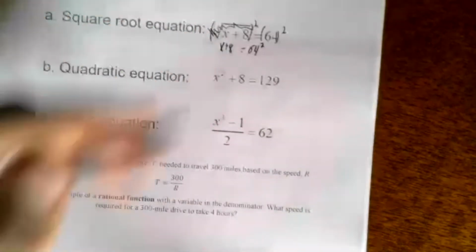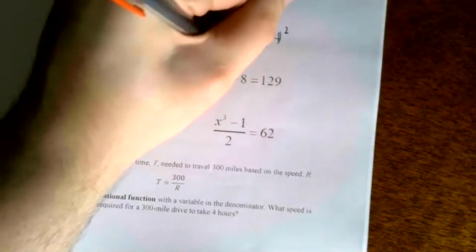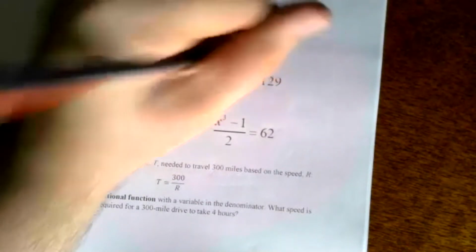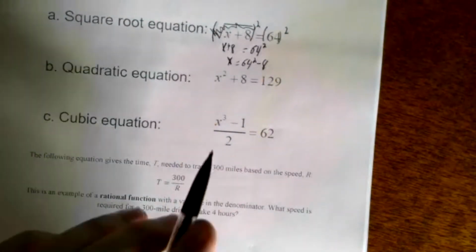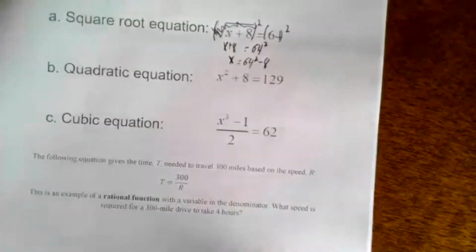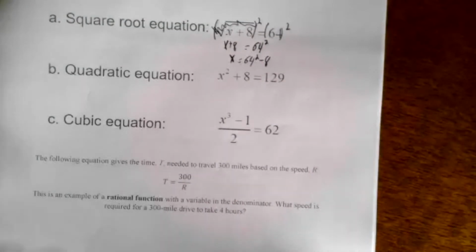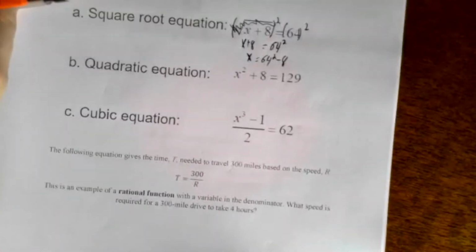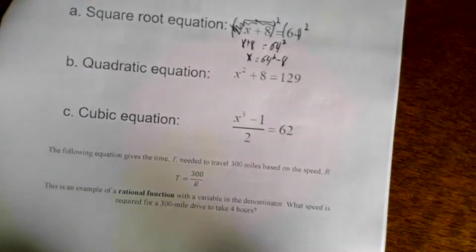And then now just to solve for x, we can subtract 8 on both sides. So x equals 64 squared minus 8. Right? And if you wanted to, you could do 64 squared in your calculator. But I'm going to omit that on part A. Okay.